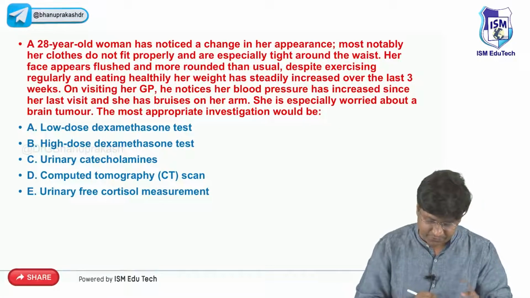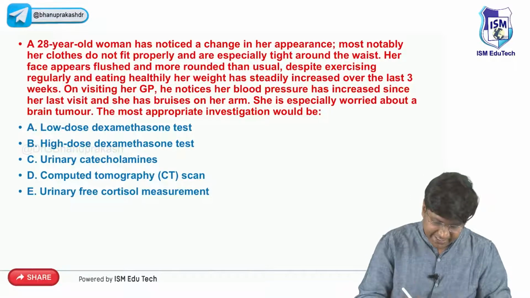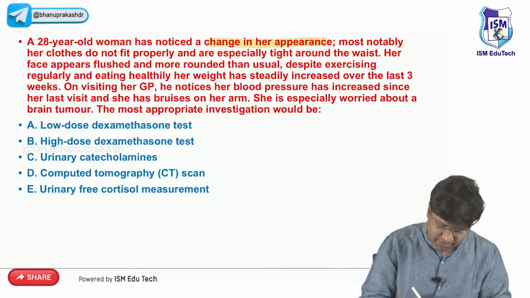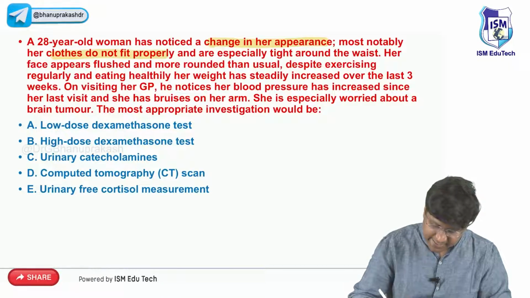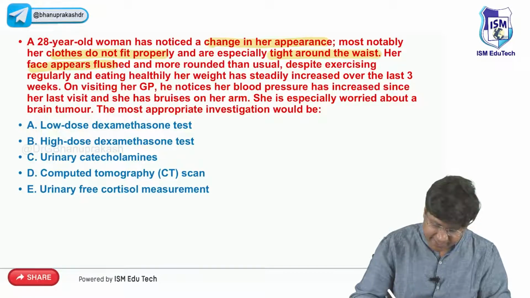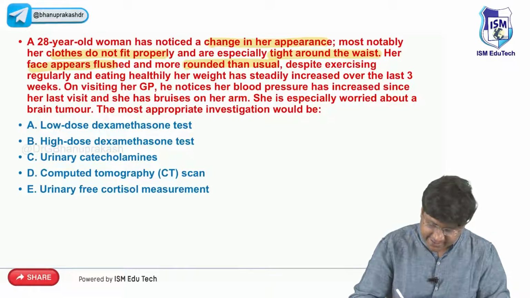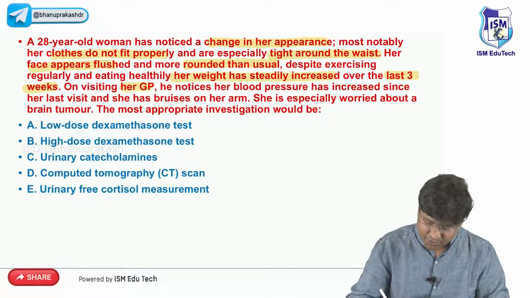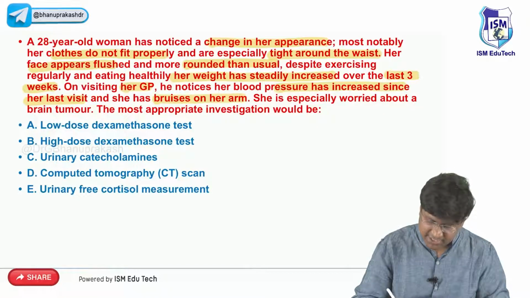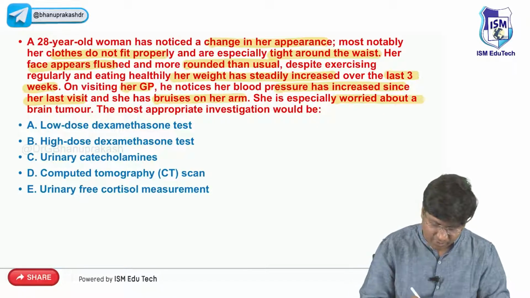You see the clinical scenario. A 28-year-old woman has noticed a change in her appearance. Most notably, her clothes do not fit properly and are especially tight around the waist. Her face appears flushed and more rounded than usual. Despite exercising regularly and eating healthily, her weight has steadily increased over the last 3 weeks. That means weight gain is there. On visiting her general practitioner, he notices her blood pressure has increased since her last visit. She has bruises on her arms. She is especially worried about a brain tumor.